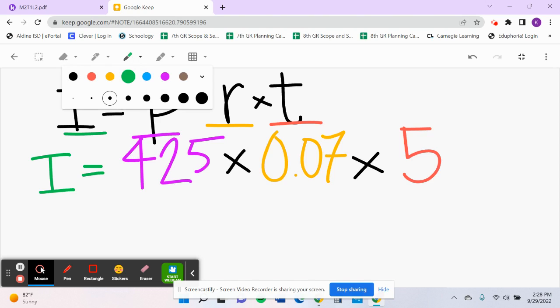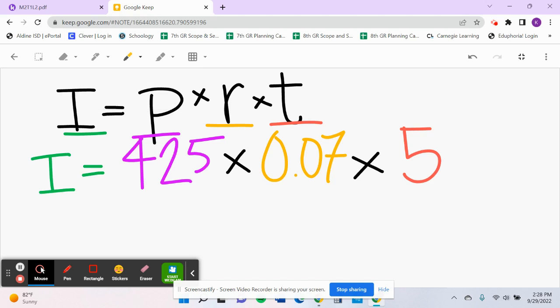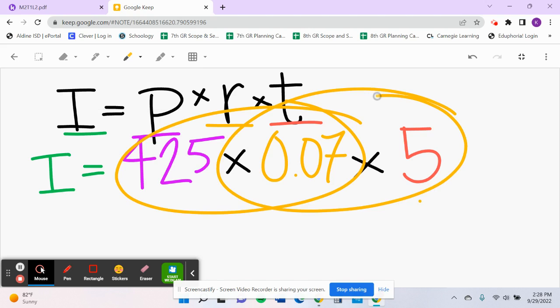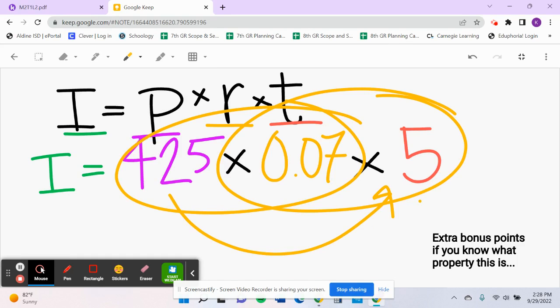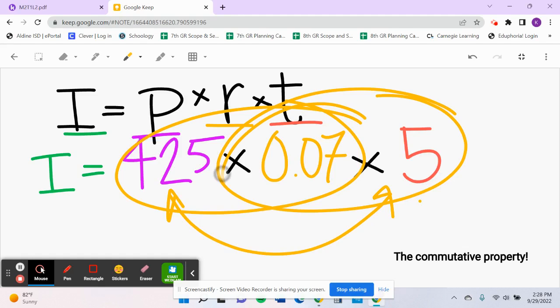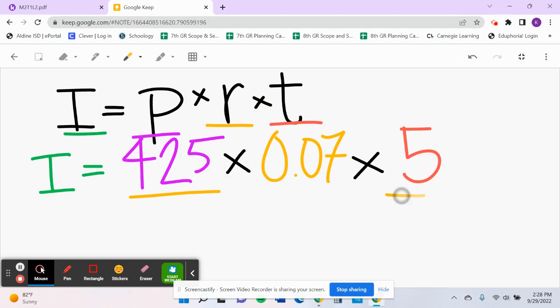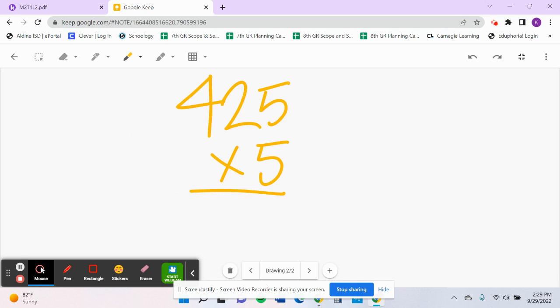So you can either multiply these two numbers first and then multiply by 0.07. You can multiply these two numbers first and then multiply by 425. Or you could even multiply these two numbers first and then at the end multiply that 0.07. Me, I personally like to start with my whole numbers. So I'm personally going to multiply 425 and 5, and then I'm going to multiply it by that decimal number. So 425 times 5. Now, if you can do this on your own, go ahead and pause here and solve on your own.